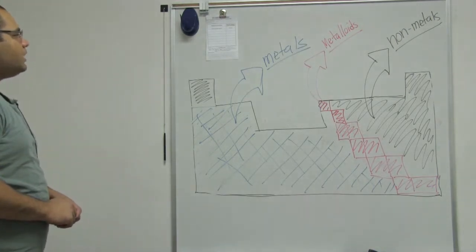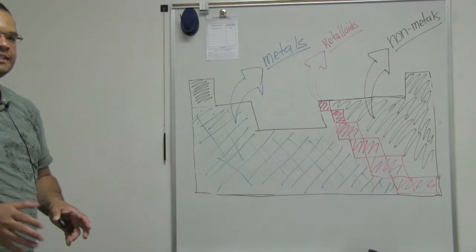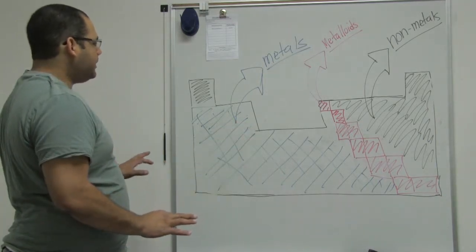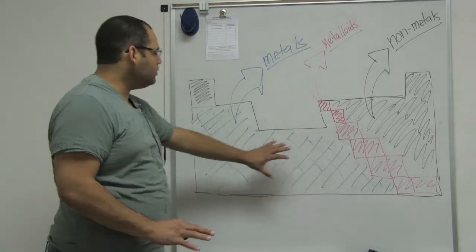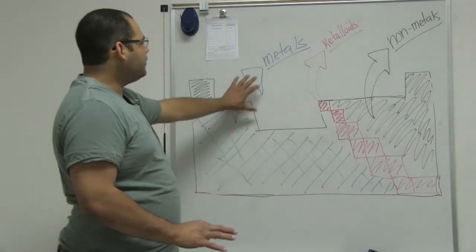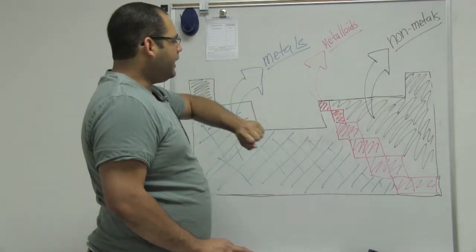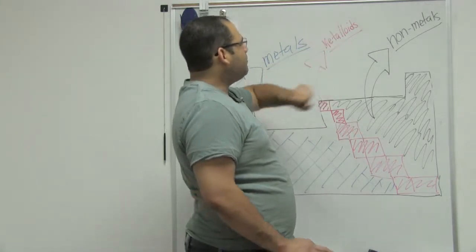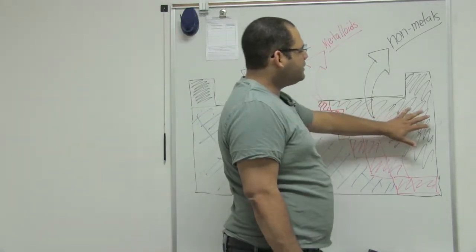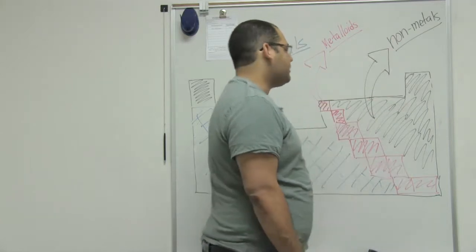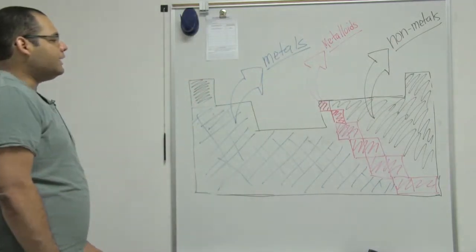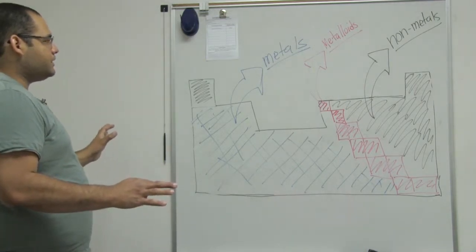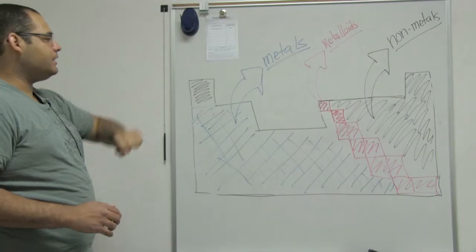Okay, so let's talk about how our periodic table is organized. Basically, I divided the periodic table into 3 different colors. I have this whole blue part here, and I call this the metal part. I have this red portion here that I call the metalloids. And I also have this dark part here that I call the nonmetals. So our periodic table is organized in 3 different parts: the metals, the metalloids, and the nonmetals.